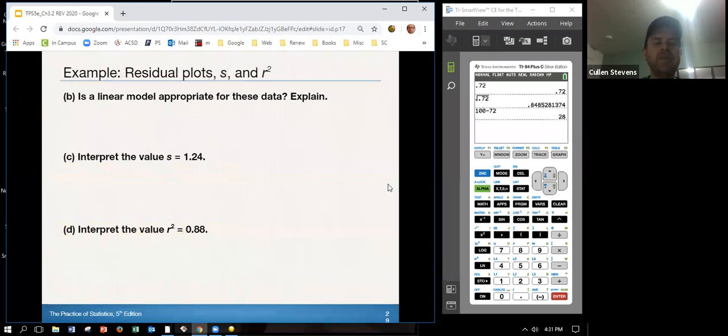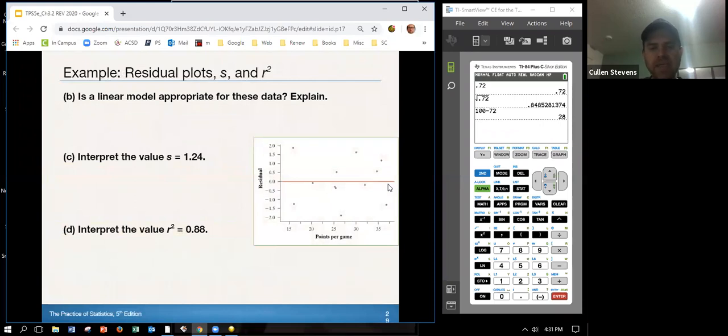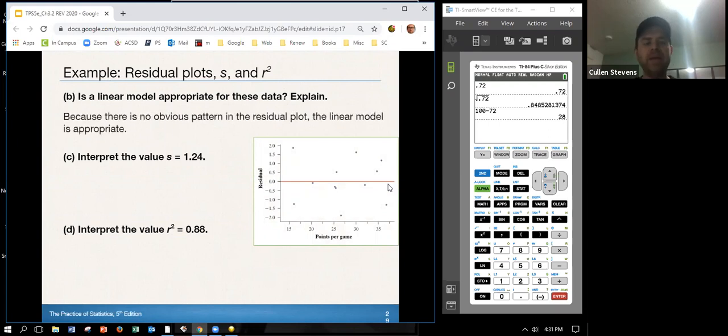Let's consider the linear model. Is it appropriate for this data? So we take a look at this data here. I don't see any obvious patterns. I'm looking for curvatures. I'm looking for bends. It kind of looks like it's just spread out as a cloud. So I'm not too worried about it. So basically I would say because there's no obvious pattern in the residual plot, the linear model is appropriate.